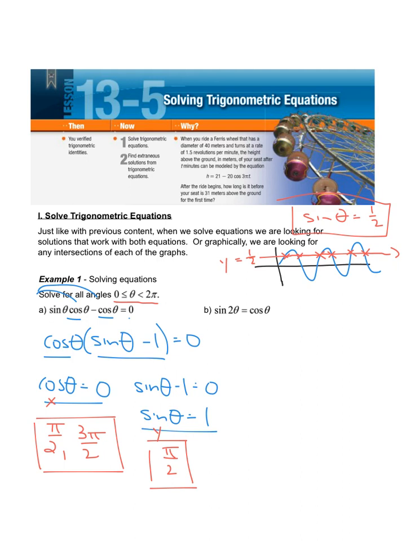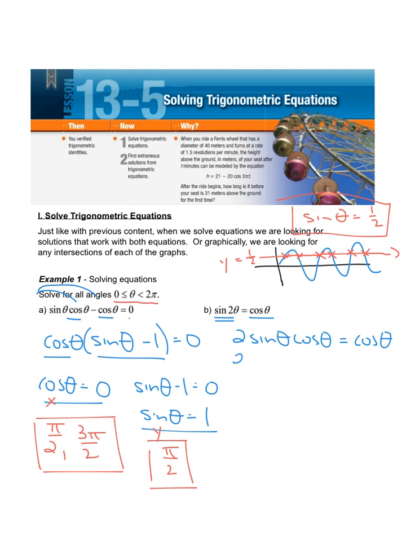Part B, very similar question, except I can't factor right away. If you notice, these are two different trig functions. I can't put them together. So sometimes before we factor, we might need to use a trig identity, okay? And I know that sine of 2 theta equals 2 sine theta cosine theta. That's on my helpful hint sheet. So now I have this equation. They're equivalent. They're the same thing.